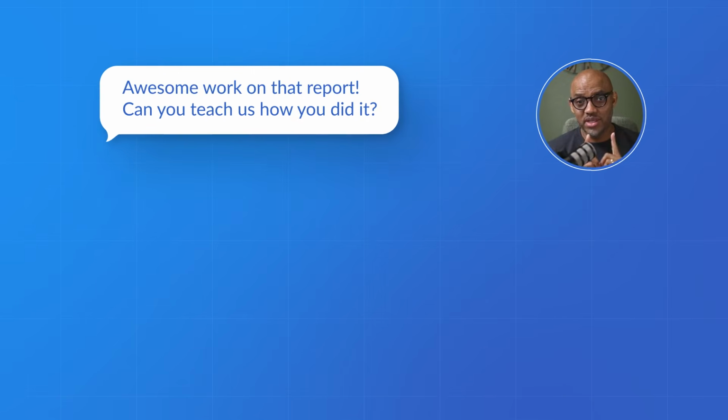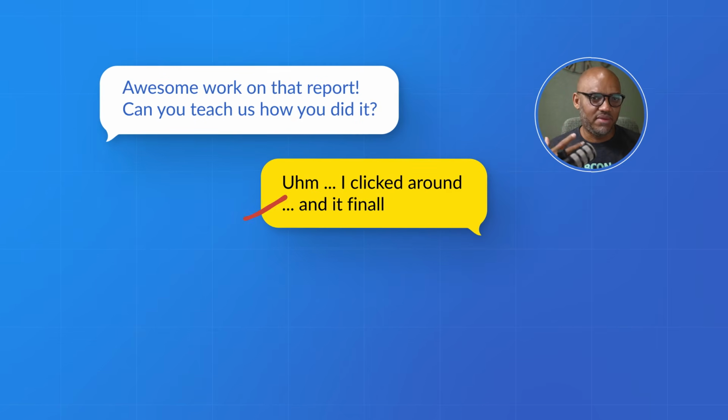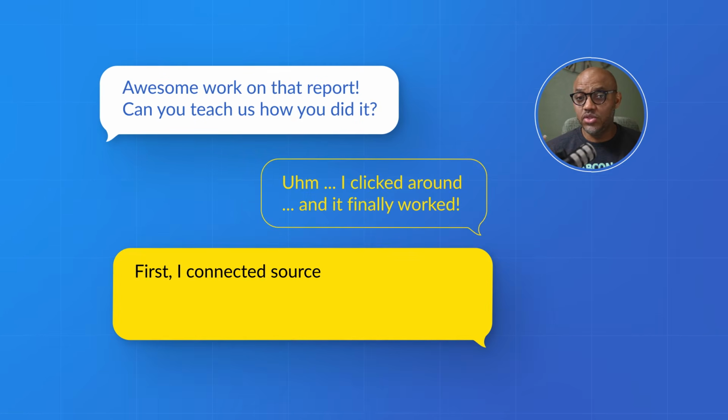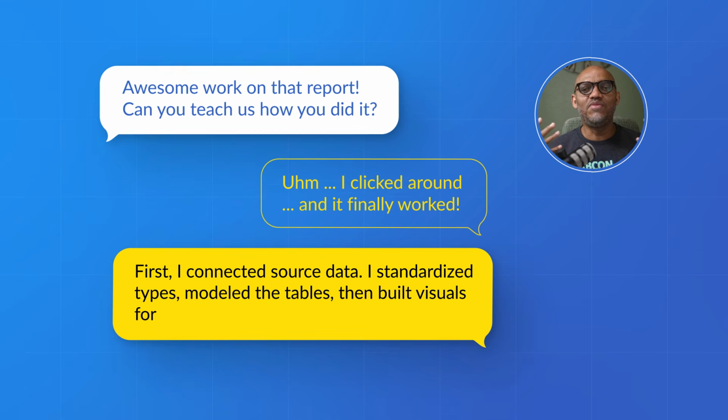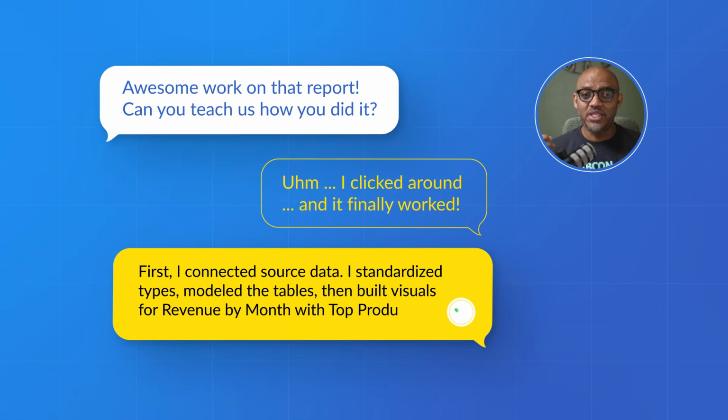Now, imagine explaining this to your team. You don't say, I clicked around and it finally worked. You say, we connected source data, we standardized types, modeled the tables, then built visuals for revenue by month with top products. Now, that's a repeatable story. And guess what? Repeatable is what scales. In the next module, we'll start making the first build decisions that set the quality of everything downstream.